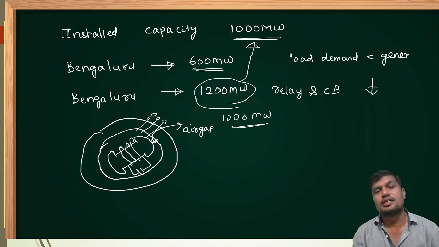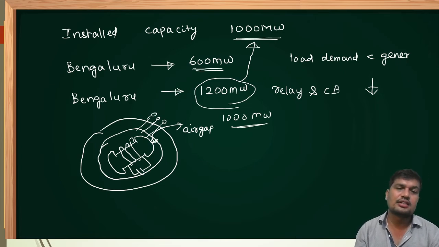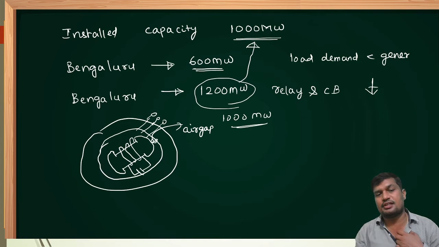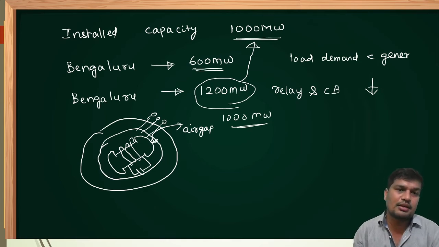That's why synchronous generator is also called a doubly excited machine, whereas induction generator is a single excited machine. Transformer is also a single excited machine. Maybe in machines you'll study all these things.